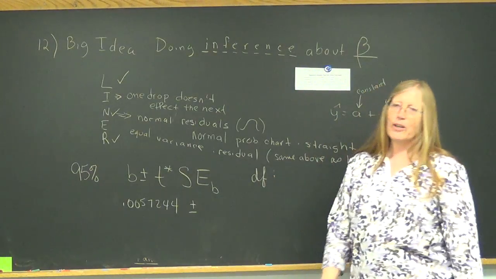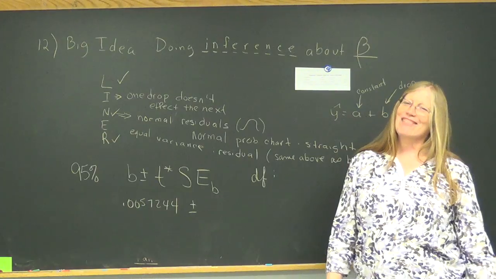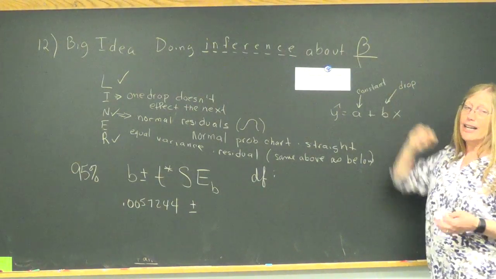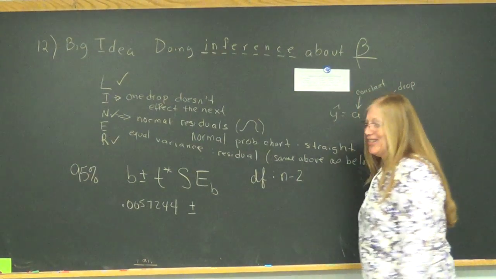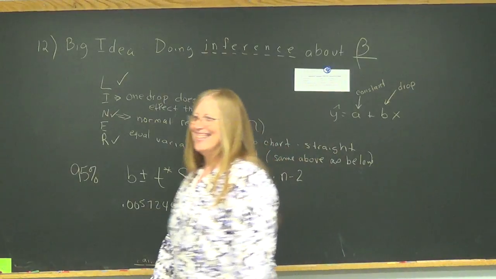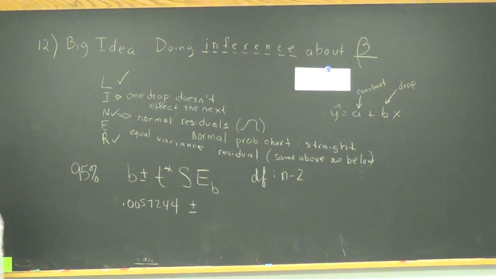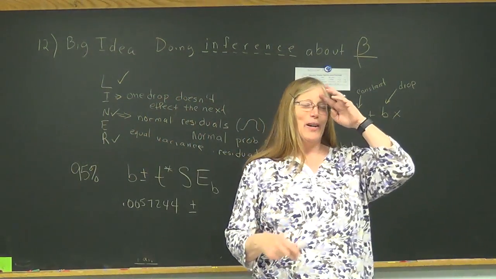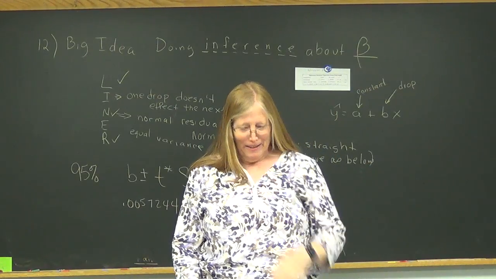When you're making inference about data, the degrees of freedom is not n minus 1. It is n minus 2. That's the hard part about this test. There are so many little things. N minus 2 and n minus 1.